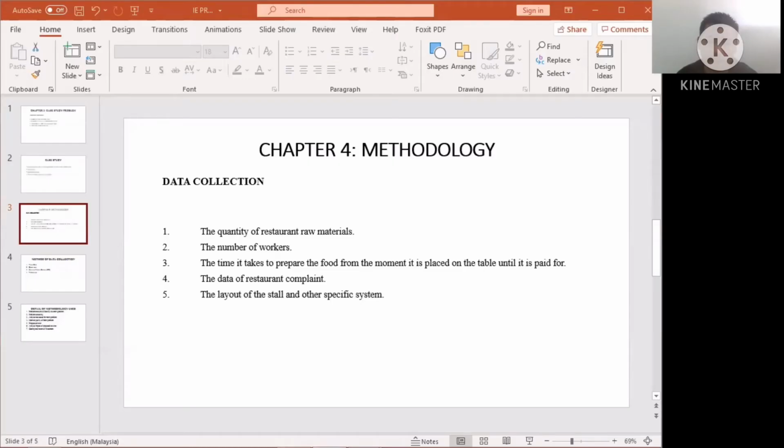Moving to chapter 4, methodology. There are 5 types of data collection that we obtain. The first one is the quantity of the restaurant raw materials. The second one is the number of workers. Third, the time it takes from preparing the food to the moment it is placed on the table until it is paid for. Next, the data of restaurant complaints. Last but not least, the layout of the stall and other specific systems.